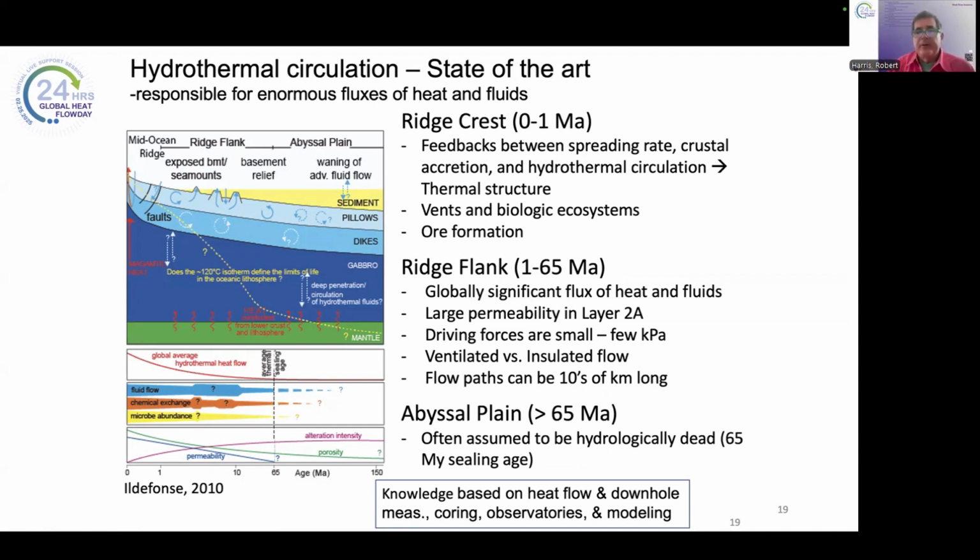The large permeability is in layer 2A, that is the pillow basalts. Driving forces are small, but flow paths can be as large as 10 kilometers or more. And then abyssal plains, oceanic crustal ages greater than about 65 million years, are often assumed hydrologically dead, but some local studies do show that hydrothermal circulation can extend to ages greater than that.